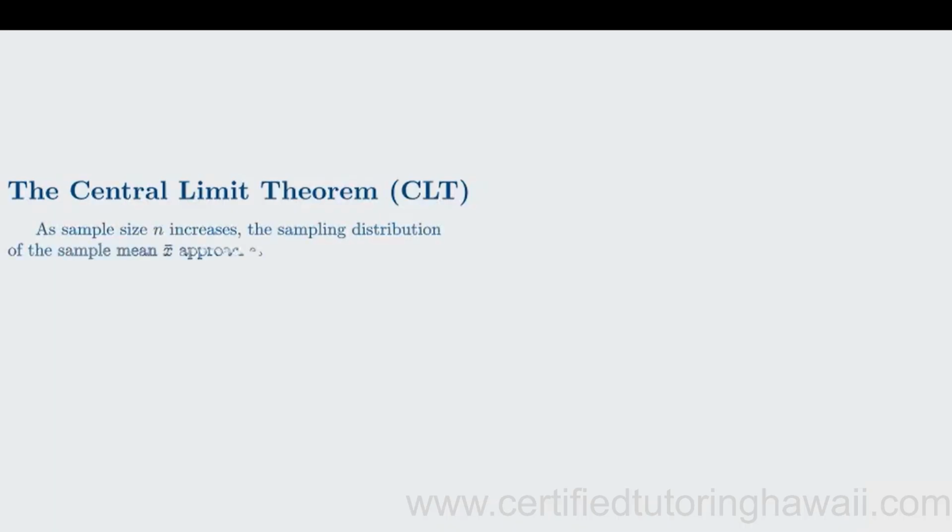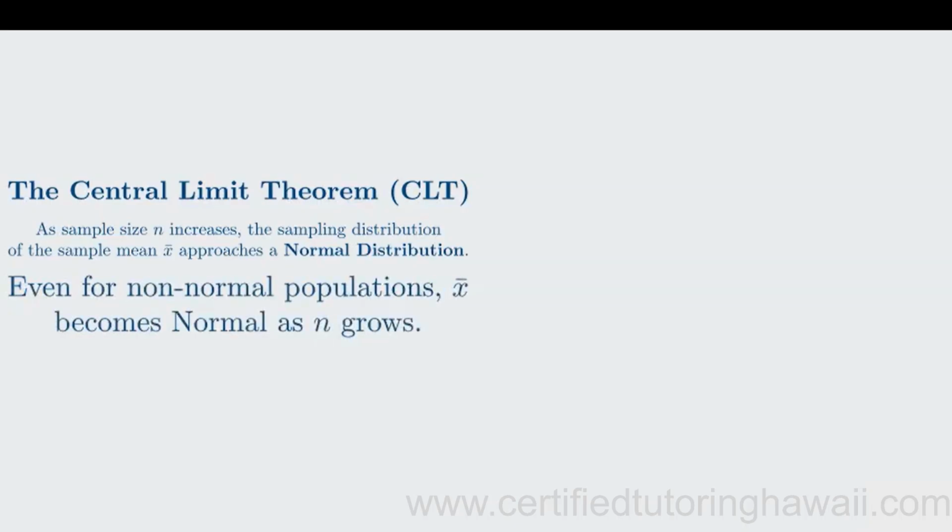Now we arrive at one of the most important theorems in all of statistics, the Central Limit Theorem, or CLT. As sample size n increases, the sampling distribution of the sample mean x bar approaches a normal distribution. This is a remarkable property. It tells us that no matter what the population looks like, even if it is heavily skewed or very strange, the distribution of the sample means will eventually look like a bell curve if the sample size is large enough.